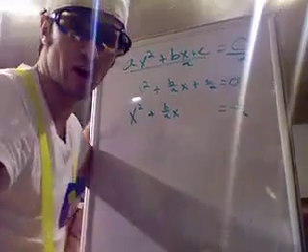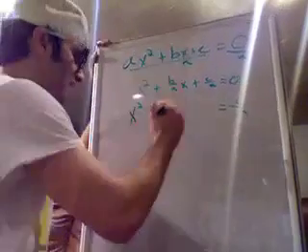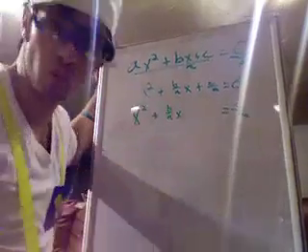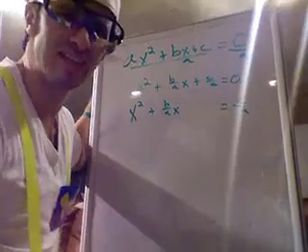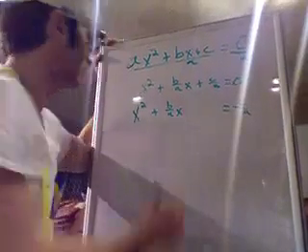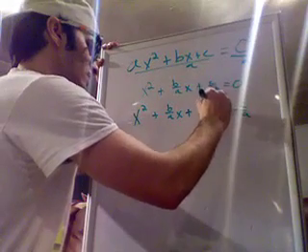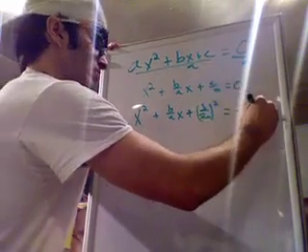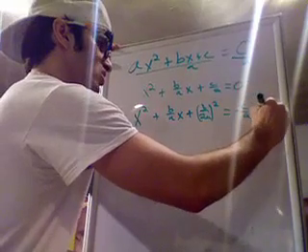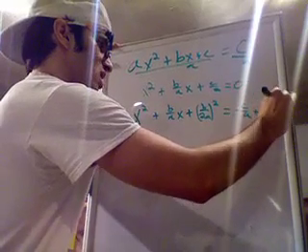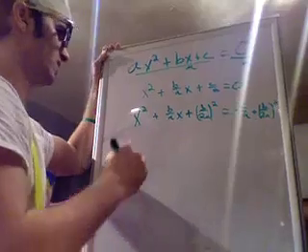Now how do we complete the square? We take half of the coefficient of the x and we square it, and we're going to add that to both sides. So that's b over 2a squared added to both sides.